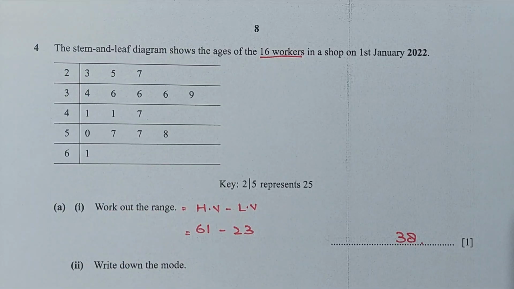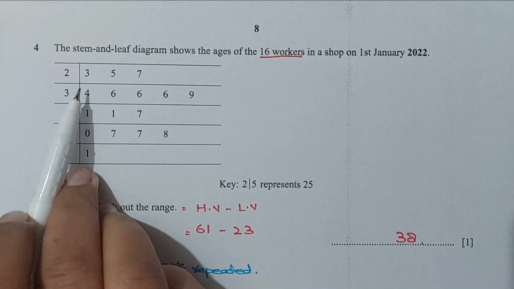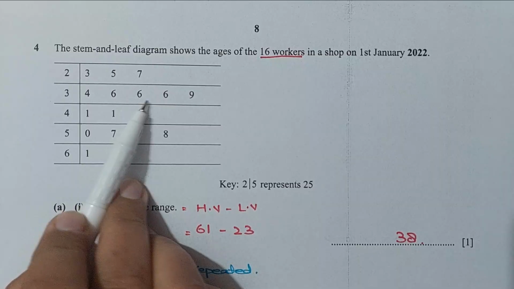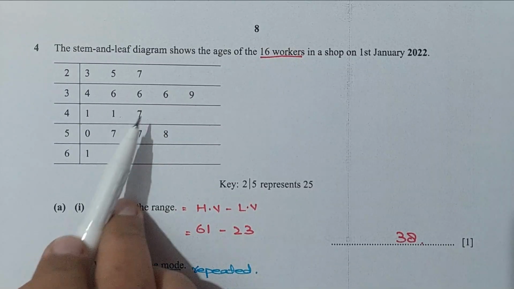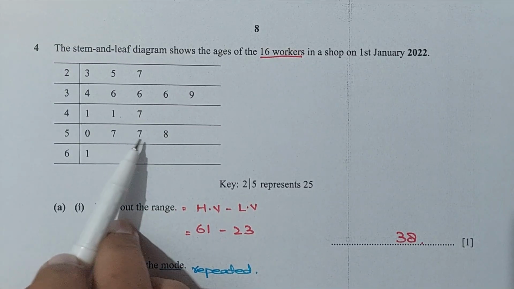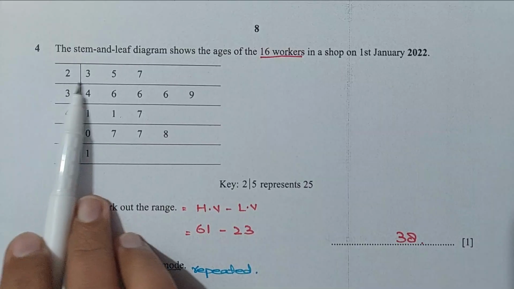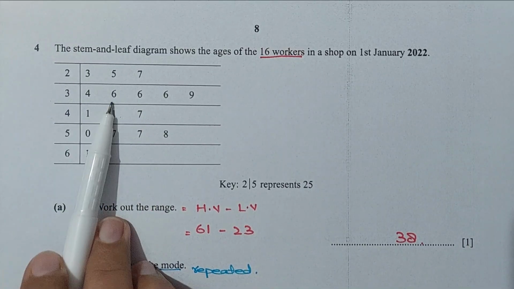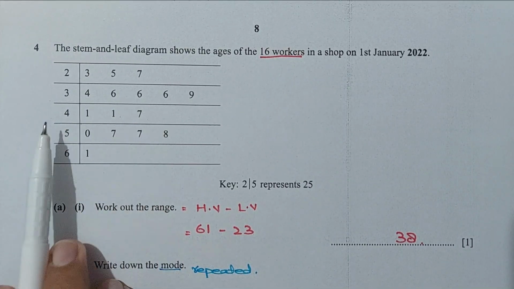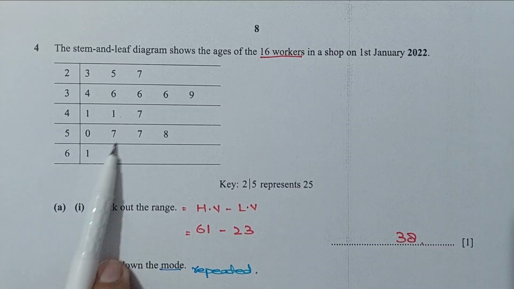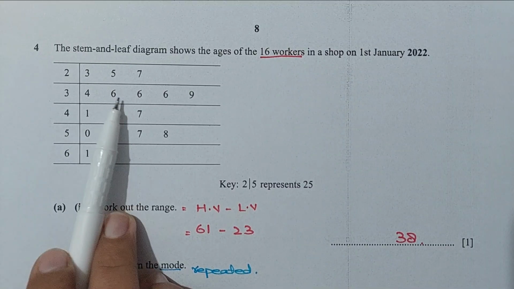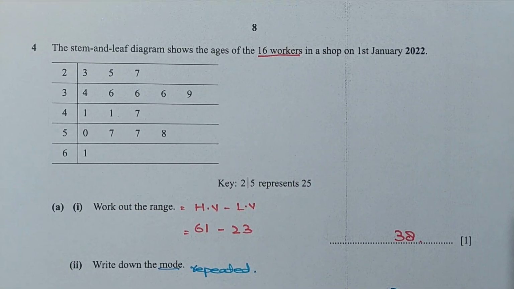Right. The next, second part, write down the mode. Mode is the most repeated value. Which one is the most repeated? 3, 5, 7, 4, 6, 6, 6, and 9, 1, 1, 7, 0, 7, 7, 8. Okay, so in 2 we don't have any, but in 3 we have 36, 36, 36, 3 times, 41, 41, 2 times, 57, 57, 2 times. So the most repeated one is 36.